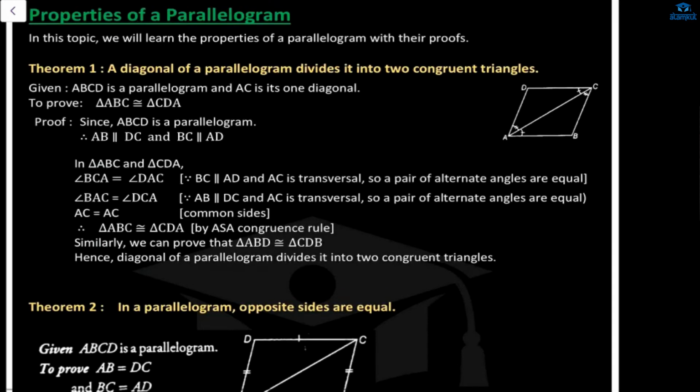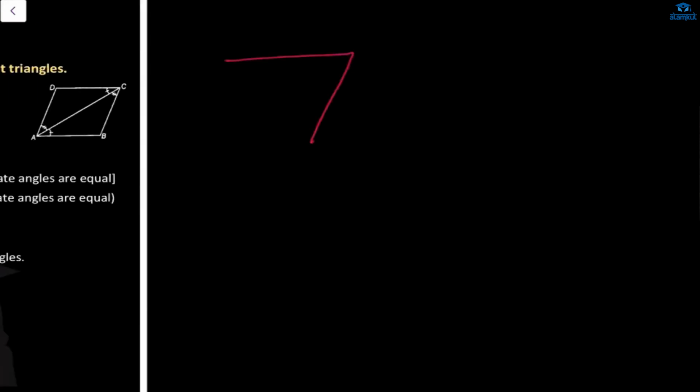Whenever it is about a theorem, you have to remember it by heart. We will be seeing how it is proved or why it is so, but you should remember the theorem statements. So theorem 1: a diagonal of a parallelogram divides it into two congruent triangles. Let's prove it. I'm naming the vertices A, B, C, D.